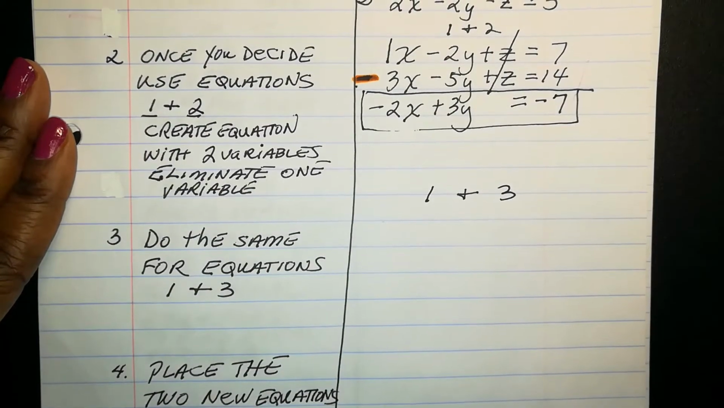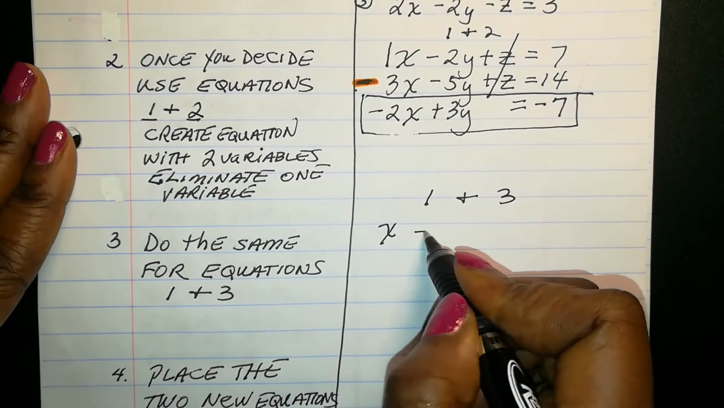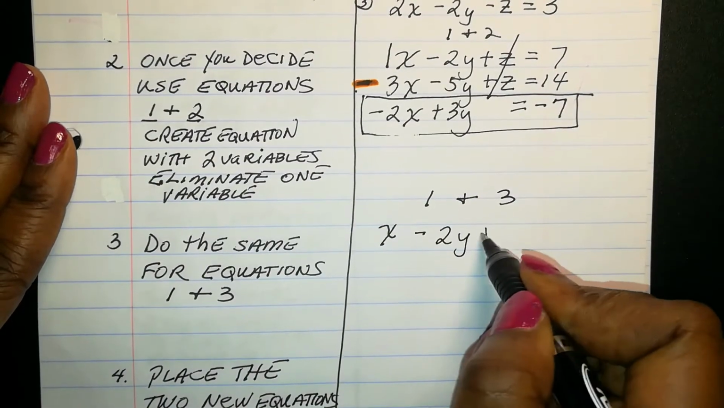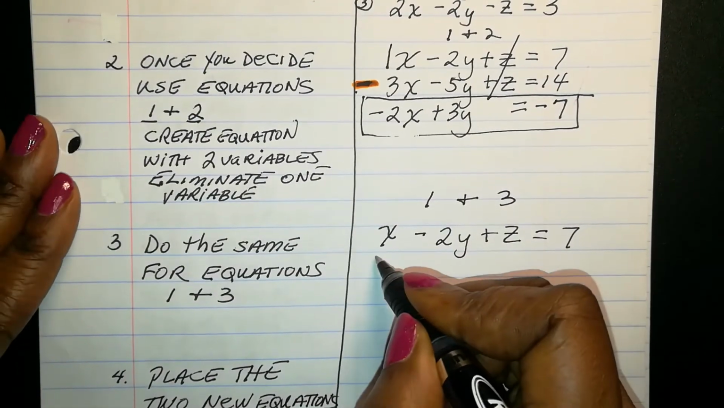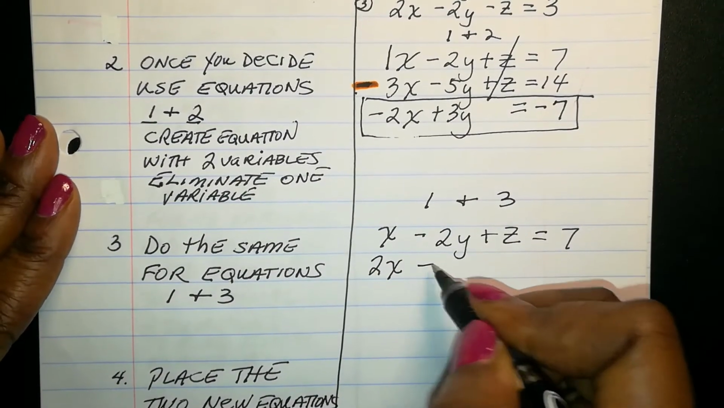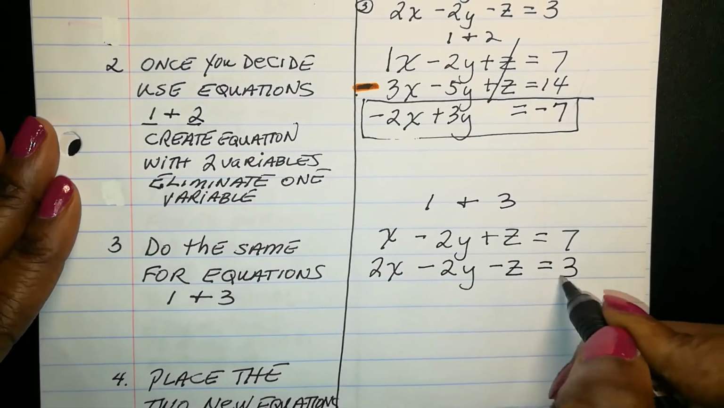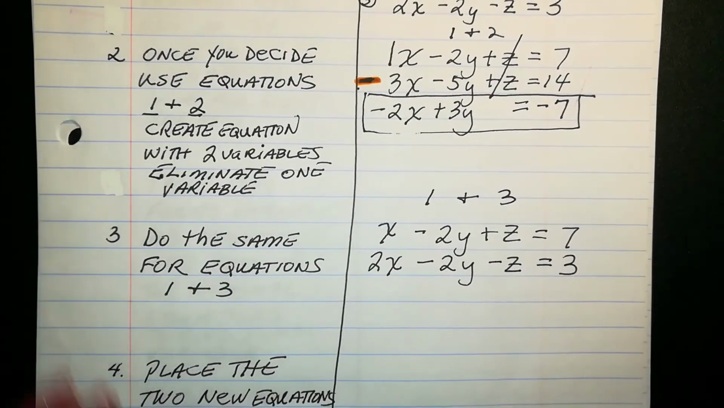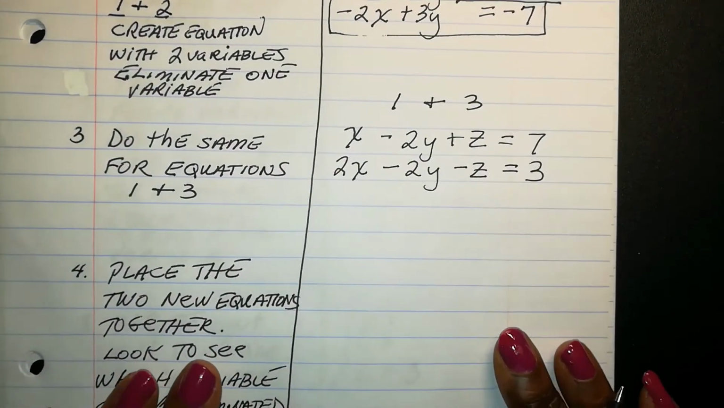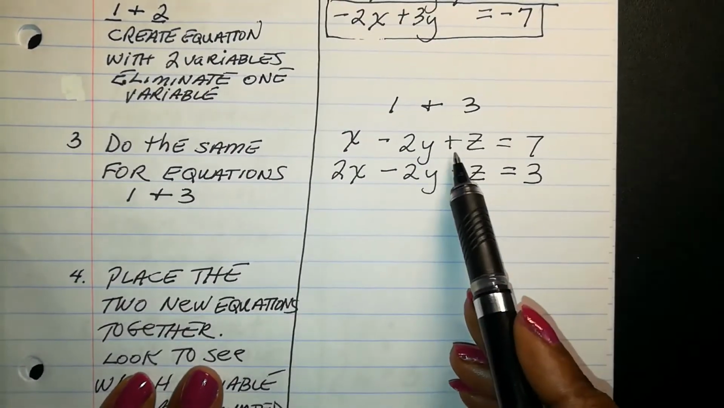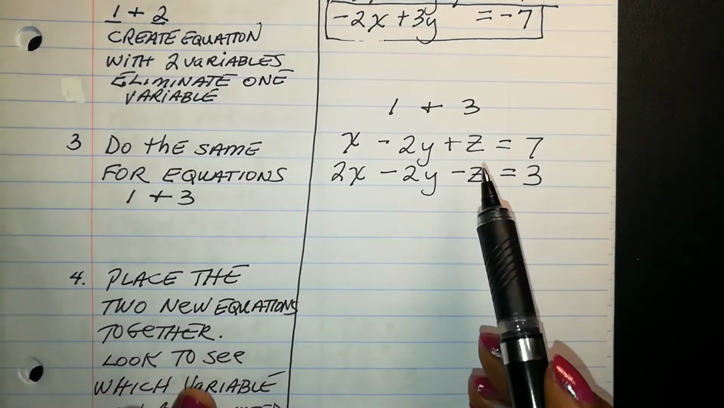Eliminate the z's. Okay, so equation number 1 is x minus 2y plus z equals 7. And equation number 3 is 2x minus 2y minus z equals 3. So now let's take a look at those two equations and see what's going to happen. If you notice in the z's, one is a plus and one is a minus.